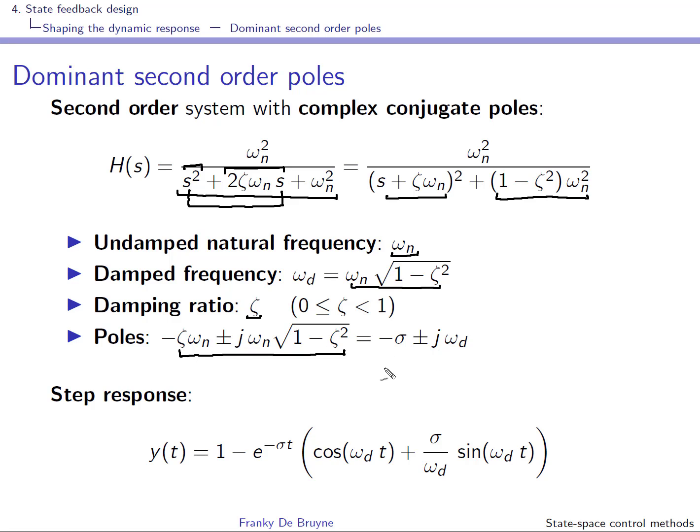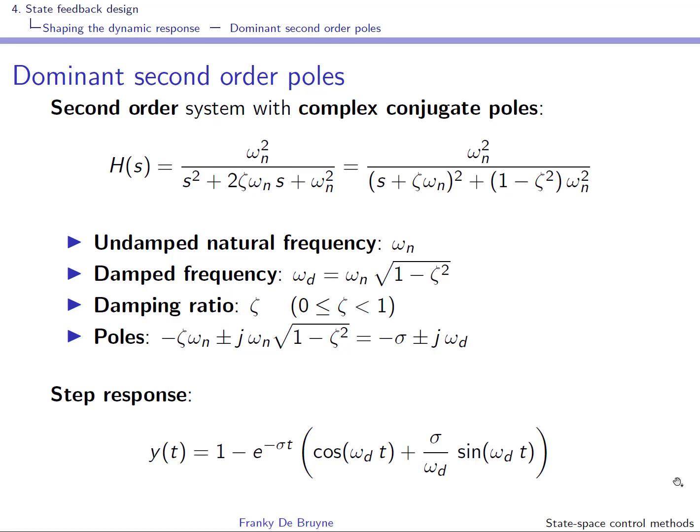This is to show you that it's rather easy to obtain the poles of the system, and you could do this as an exercise. It's not that difficult. You can also compute the step response, and it is given over here. As you can see, the real part of the pole is minus zeta omega n, and we'll call it minus sigma, and the imaginary part is really the damped frequency omega d.